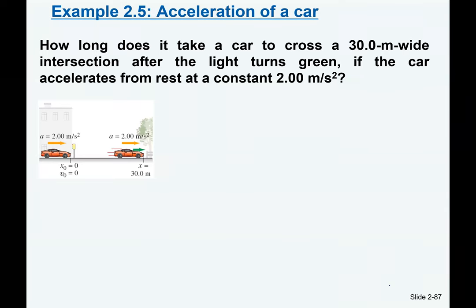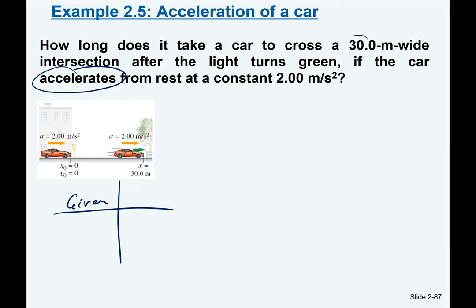Here's another example. How long does it take a car to cross a 30 meter wide intersection after the light turns green, if the car accelerates from rest at a constant 2 meter per second square acceleration? Again, your first thing would be to identify uniform versus non-uniform. Since it involves acceleration, clearly this is non-uniform. Then you make the table to write down what you have.